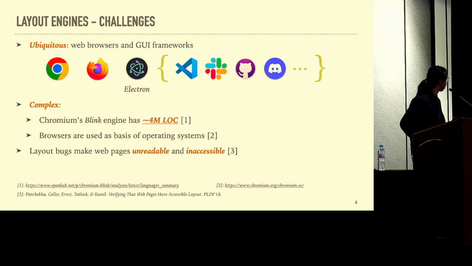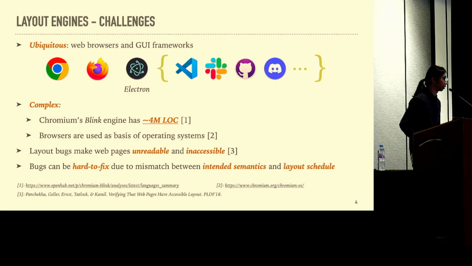And another challenge with layout engines is that their bugs are layout bugs, which means that they're visual in nature. To the general masses, layout bugs can make web pages unreadable, but to the visually impaired, layout bugs can make web pages inaccessible. And bugs in layout engines can be very hard to fix because of the mismatch between the intended semantics of the layout features versus the actual algorithm or schedule that that particular feature is being computed.